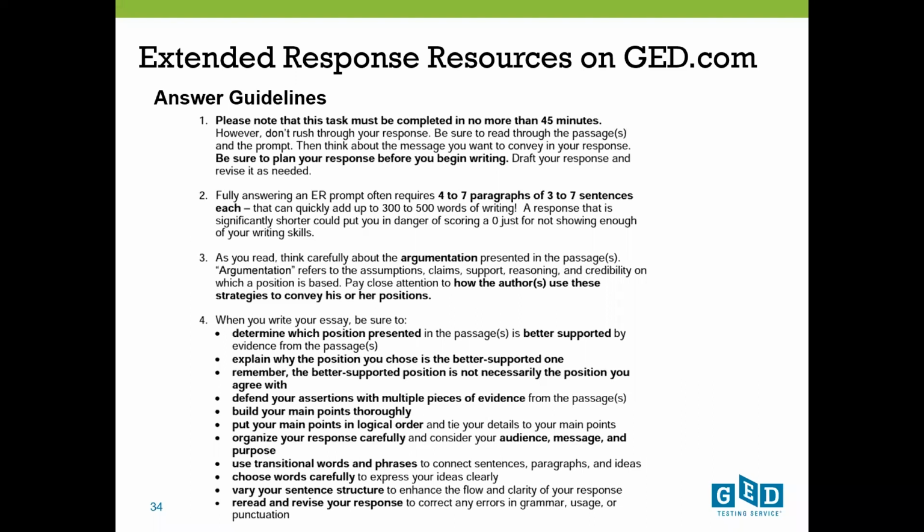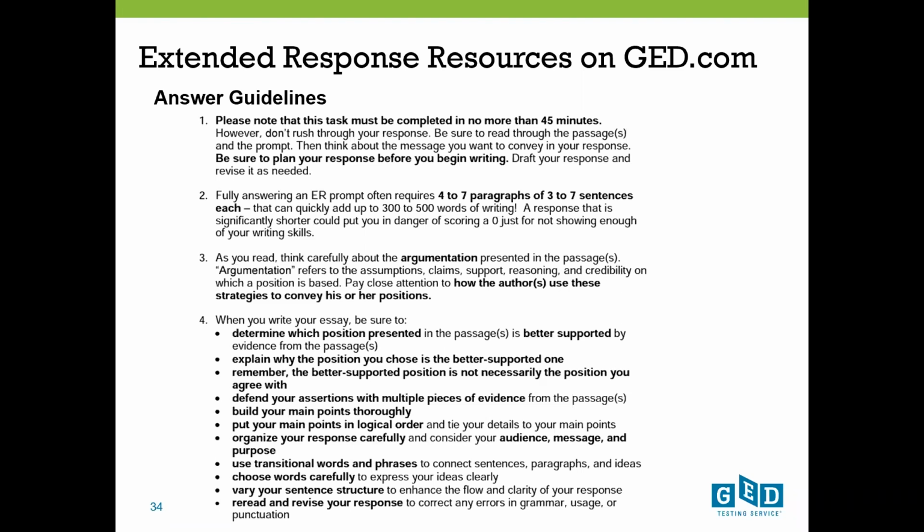I think number 4 is really helpful when you write your essay. It's got this list of things to do. Make sure that you start by determining which position is better supported, since that's really the question being asked in the prompt. And then, of course, you have to explain why you chose one position over the other. And that's where you develop your argument. And then you have to use evidence.